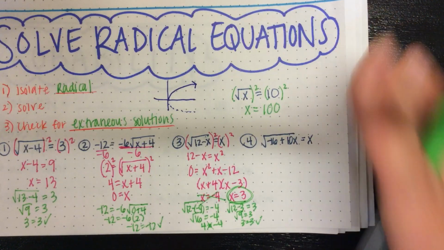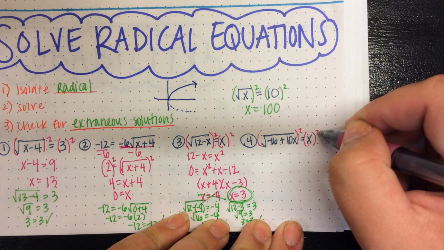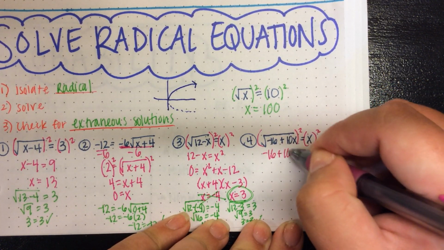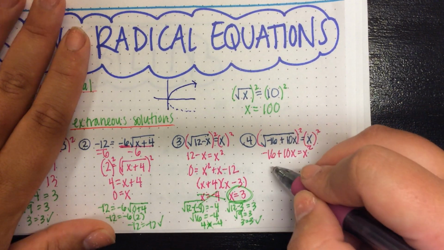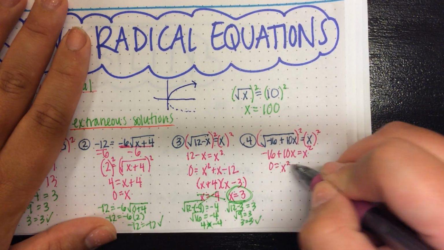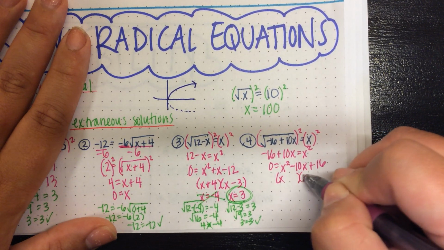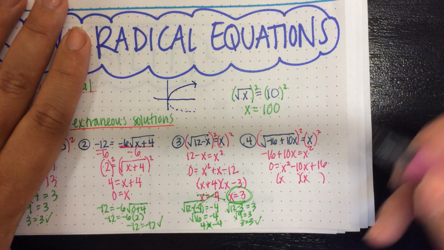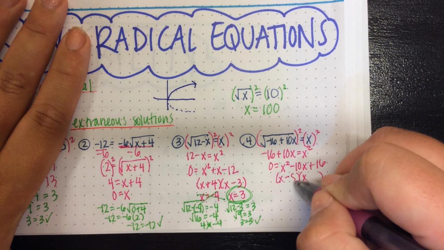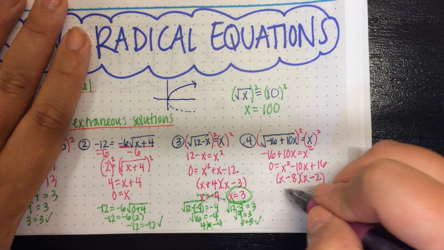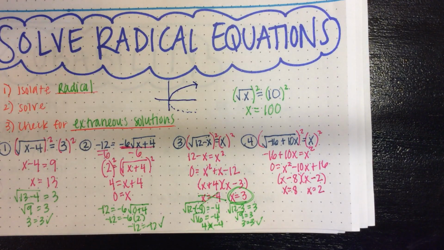All right, and then one more. Just like that one, I can go ahead and square both sides. So I have negative 16 plus 10x equals x squared. And I'm going to move those to the right side so that I can set it equal to 0. So I have x squared minus 10x plus 16. And again, we get plain Jane, so it's going to be a little easier to factor. I want to multiply to a positive 16, but add to a negative 10. So it's going to be negative 2 and negative 8. So my answers are 8 and 2.